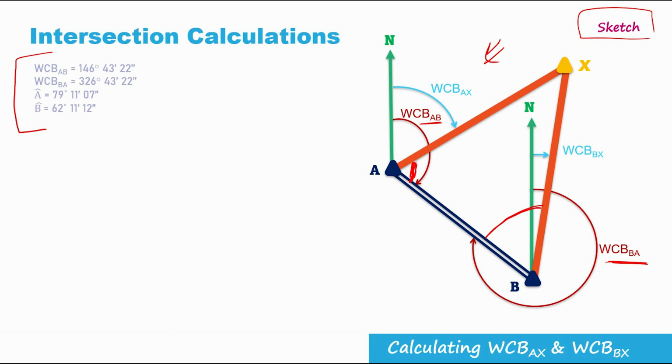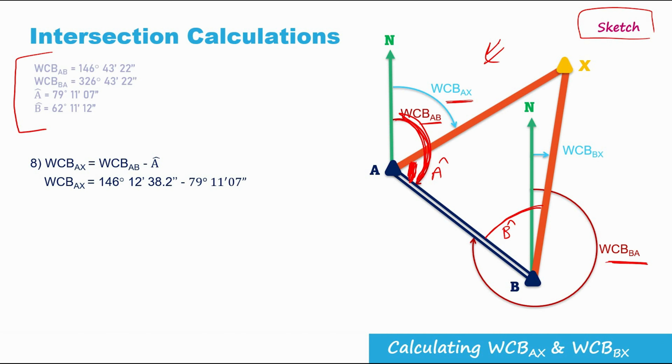So from the drawing here, the whole circle bearing of AX very simply is the difference between the whole circle bearing of AB minus angle A, this one. Yeah, so this is angle A, of course, here. And here this is angle B. So let's use the numbers. So the whole circle bearing of AX, guys, is the whole circle bearing of AB minus angle A. This is the whole circle bearing of AB. This is the value of angle A. I calculated that. It is 67 degrees, 1 minute and 31.2 seconds. This is the whole circle bearing of AX.